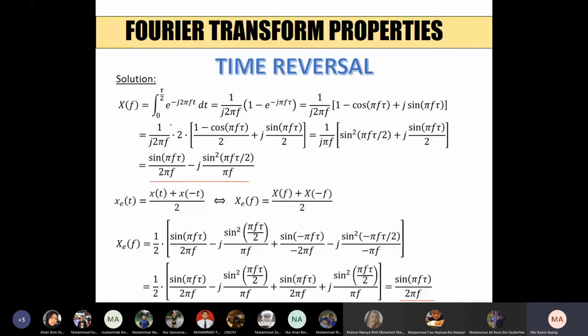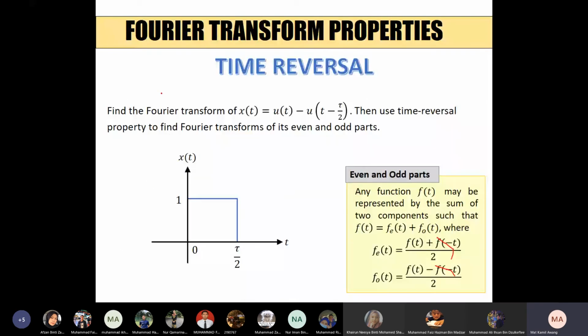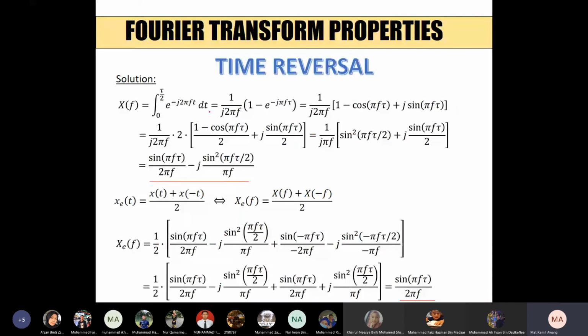X of t from 0 to tau over 2, basically the integral from 0 to tau over 2 of 1 times e to the minus j 2 pi f t dt. Yeah. So when you do this, you get this, right? And this one you can decompose into even and odd, right? So this is if you use the decomposition into even and odd. First you take the even function, x of t plus x of minus t over 2. So this is your Fourier transform, and you go through the process, you get this part.